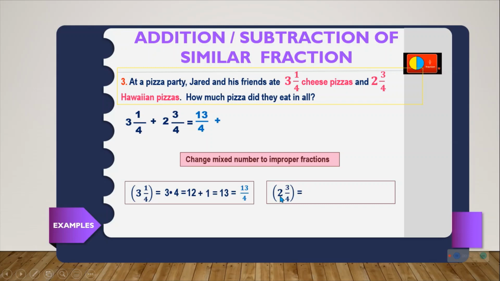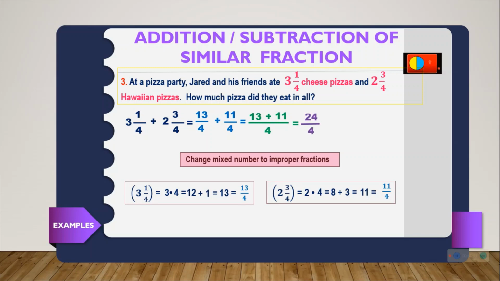So 2 3/4. Ganun din, we will multiply the whole number and the denominator. 2 times 4 is equal to 8, then we will add the numerator, plus 3, then 11. So, 11, magsisilbing numerator, and then copy the denominator. So, 11 over 4. And then we will add the numerator, 13 plus 11, then copy the denominator. So, that is 24 over 4.